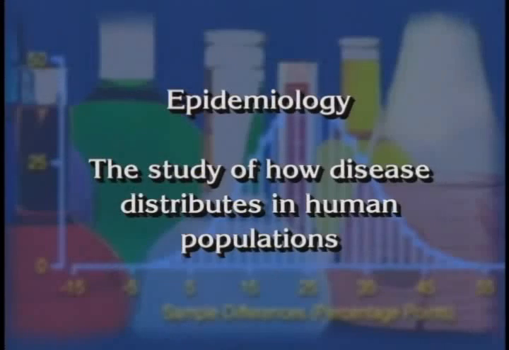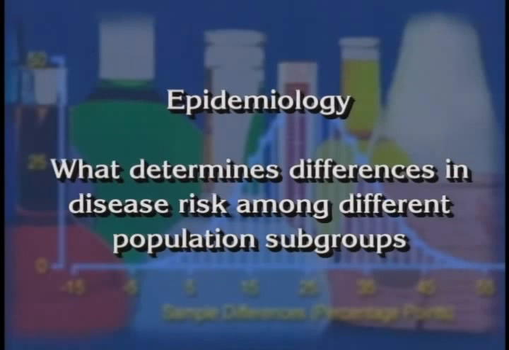It is the study of how disease distributes in human populations and what determines differences in disease risk among different population subgroups. Why does one group of people have a higher risk of disease than another? What can we learn from that? How can that help us to prevent disease?